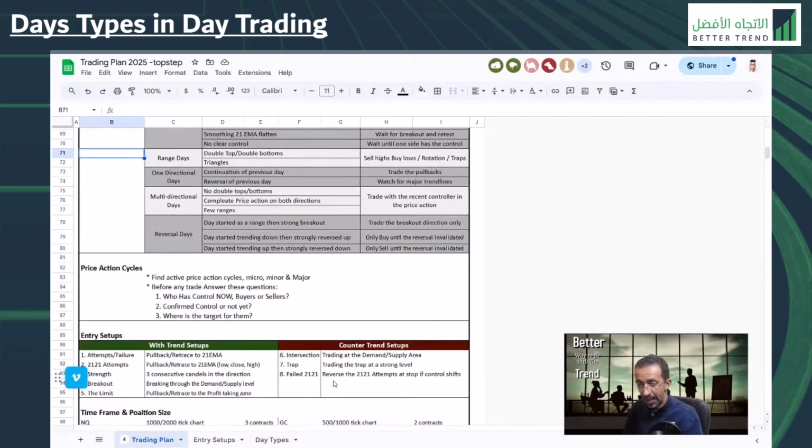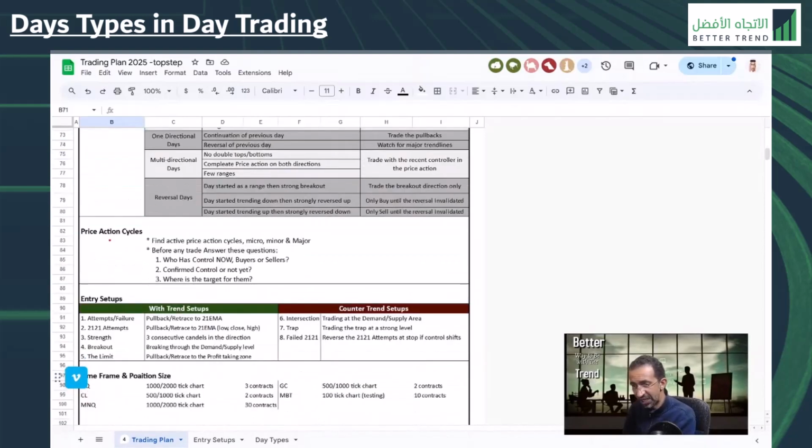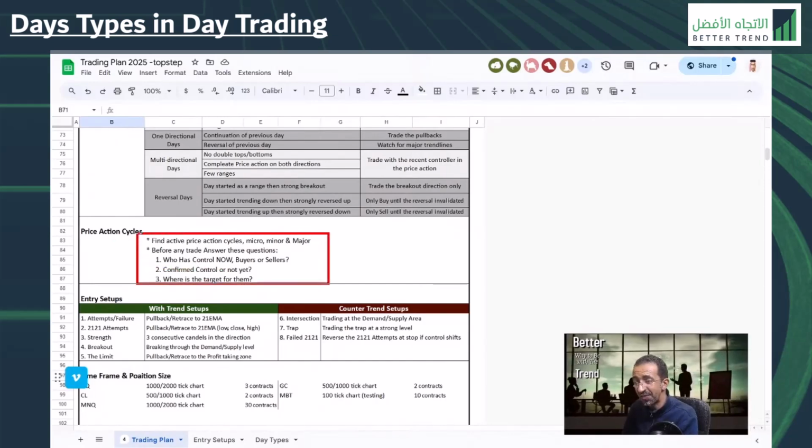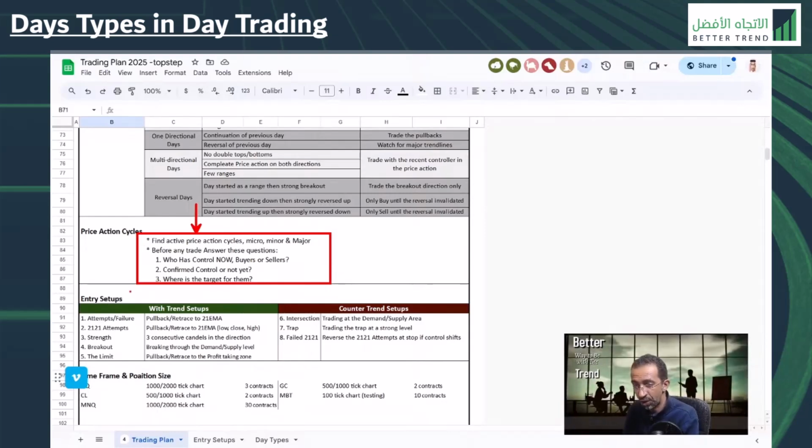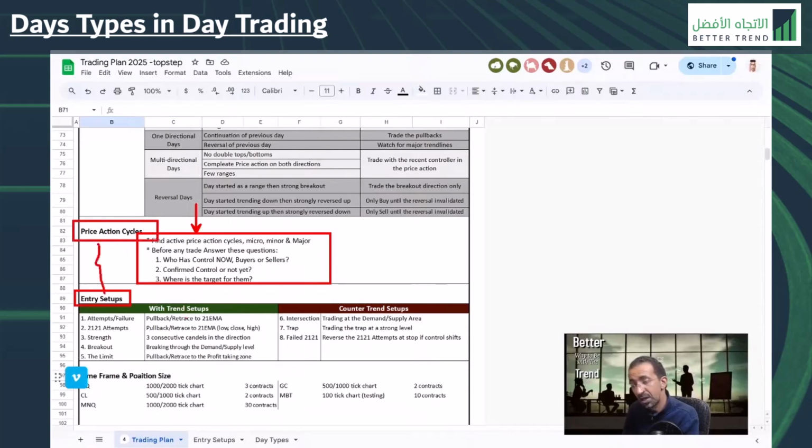Okay? And then you have to define the price action cycle. Find the active price action cycle. What is the current active price action cycle? Micro, minor, major. We'll talk about this later, before we talk about the entry setup. Those both require another session that we will do live soon.